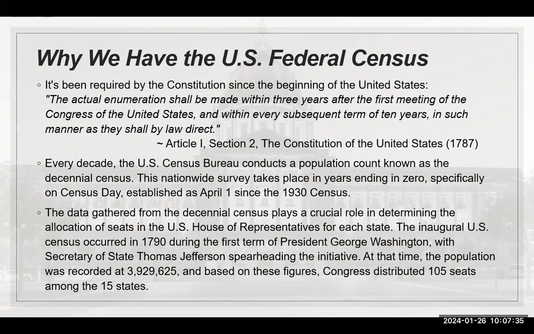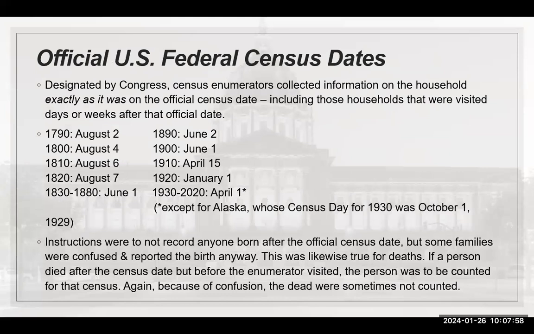The inaugural U.S. Census occurred in 1790 during the first term of President George Washington, with Secretary of State Thomas Jefferson spearheading the initiative. At that time, the population was recorded at 3,929,625, and based on these figures, Congress distributed 105 seats among the 15 states. There are other dates before 1930, there are other dates.